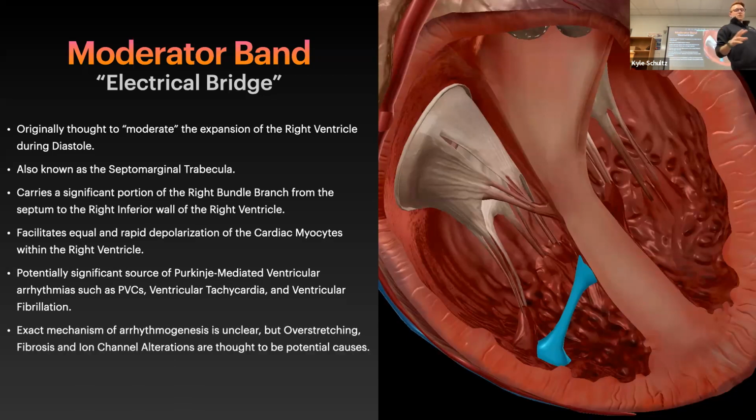The exact mechanism of the arrhythmogenesis is unclear, but overstretching, so that overfilling of the ventricle, like what we were talking about before, fibrosis comes from poor lifestyle, getting old, too many birthdays, that kind of thing, will cause buildup of fibrous tissue, and that can cause some of the arrhythmias. Ion channel alterations, those of you that are medics out there think like Brugadas, that kind of thing, ion channel alterations can cause these arrhythmias. Now, catheter-based ablation or going in and actually like surgically burning that tissue is what they use to actually treat the reoccurring arrhythmias.